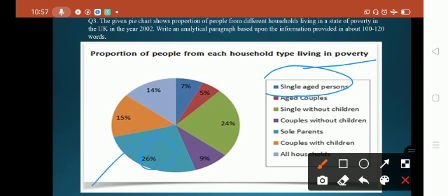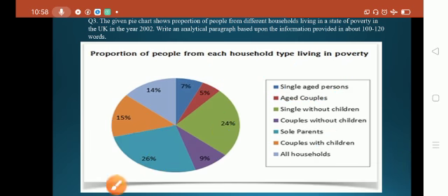Single aged couples. These are the aged couples. No, I think this one. This single without children, single couples without children, this sole parents. Yes, these are the sole parents. This color. Couples with children, so couples with children, all household 14%. So these are the facts given.